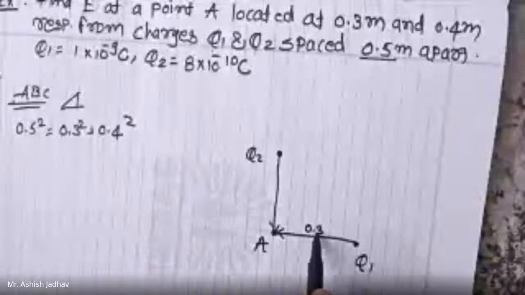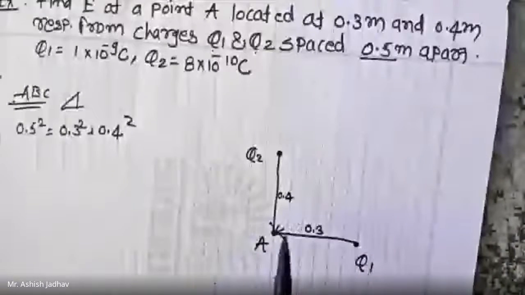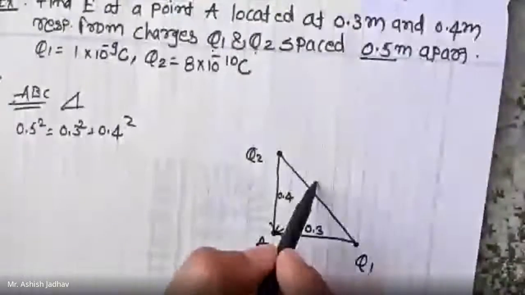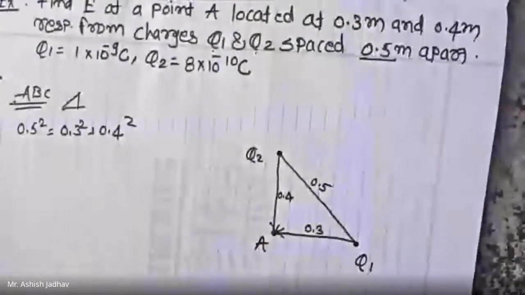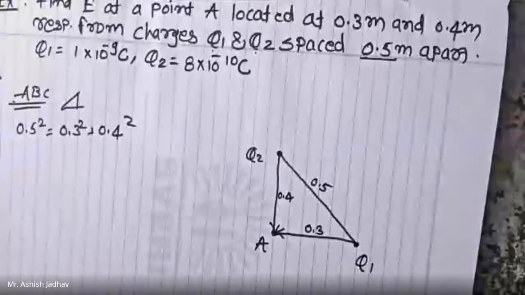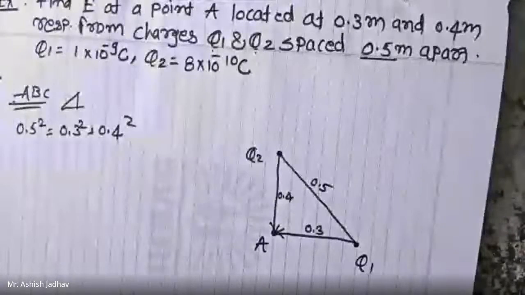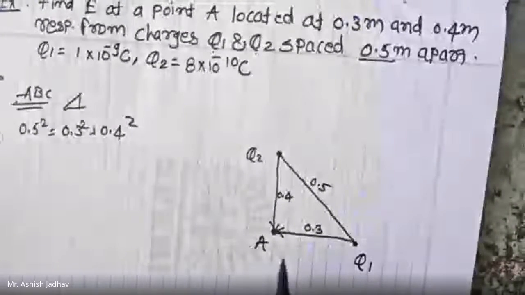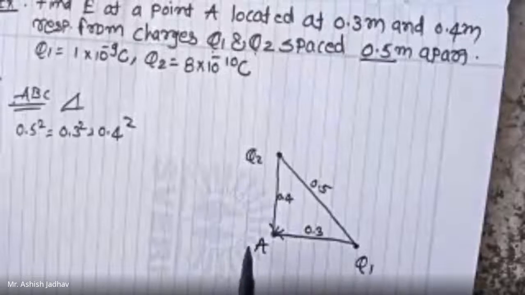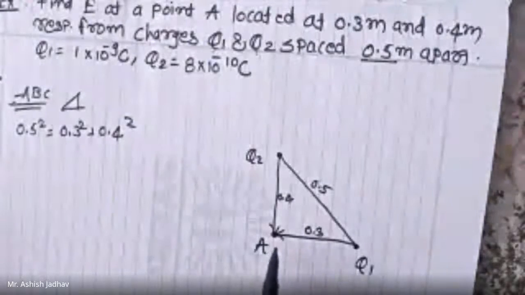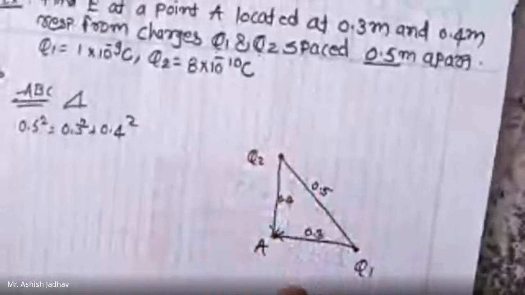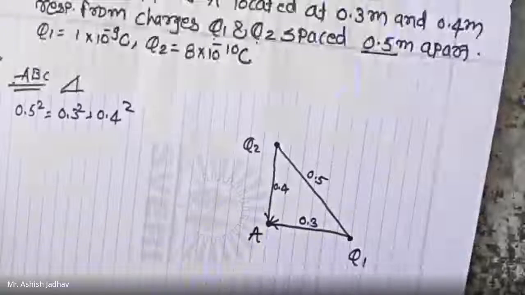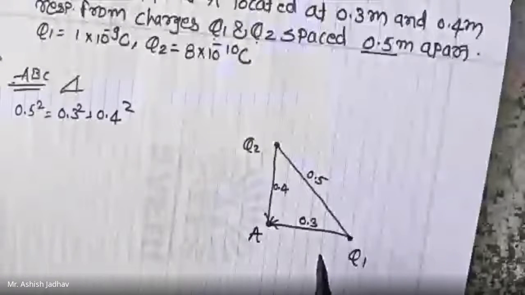This distance is 0.3 meter, this distance is 0.4 meter, right? And the distance between Q1 and Q2 is 0.5, right? Now the thing is we do not know the coordinates. For that reason, let us assume this point A to be taken at the origin, and we can draw this in two dimensions. So you don't have to go for 3 dimensions and Cartesian coordinates. You simply take x and y coordinates in a single plane.